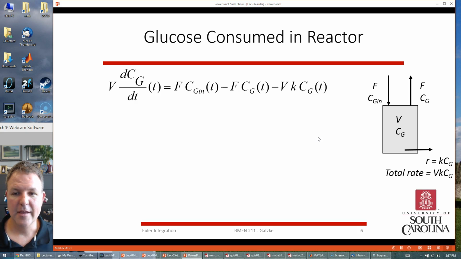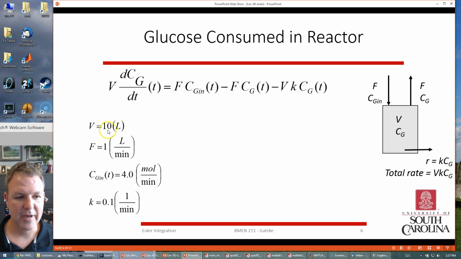Let's consider a simple mass balance, going back to this glucose being consumed in a reactor. We have stuff flowing in, we have stuff flowing out, and there's a reaction basically getting rid of some of the glucose in this reactor. So it could be a bioreactor where there's fermentation going on. We have a flow in term, flow out, and a reaction term. We have an accumulation rate.